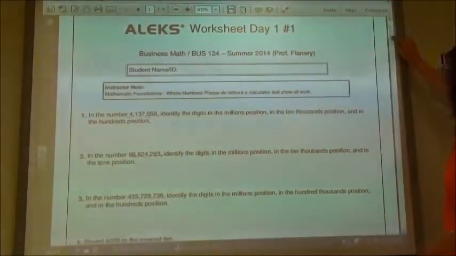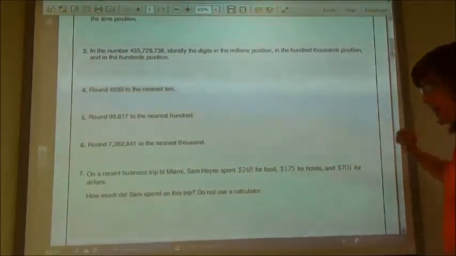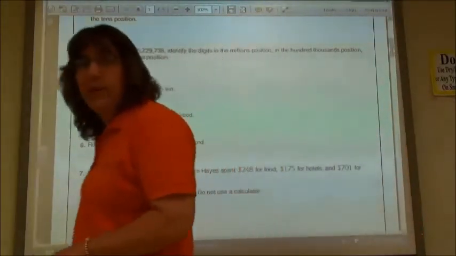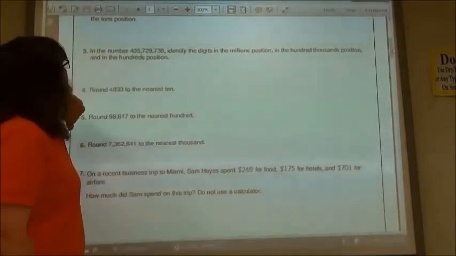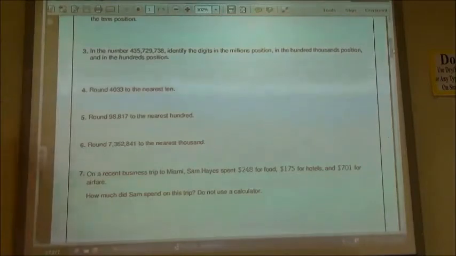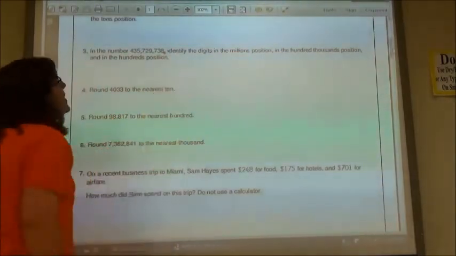Move the board up here. At any time, if I go too fast, you can always rewind and pause it on something so that if you don't have everything written down, you can go back or re-listen to it. In the number 435,729,738, identify the digits. And again, ignore that comma on the end.